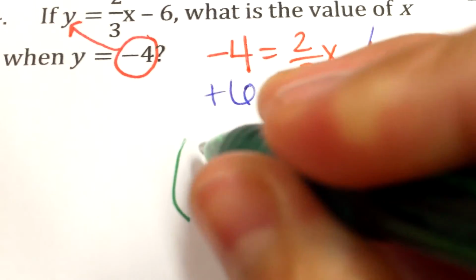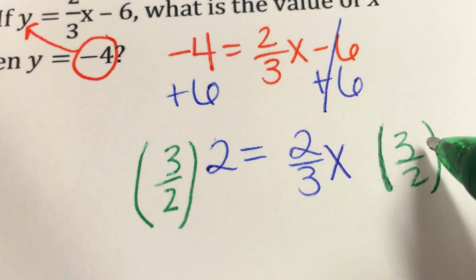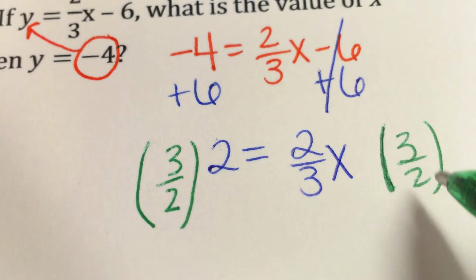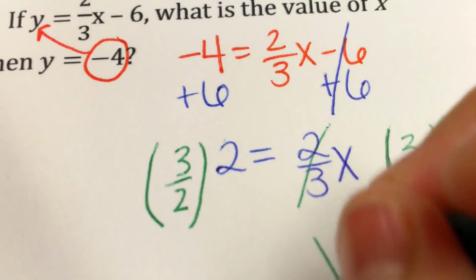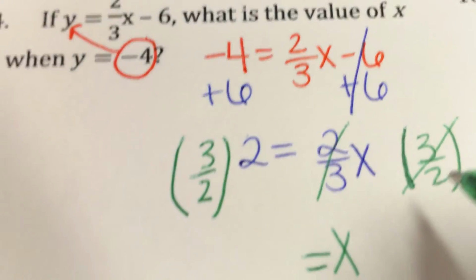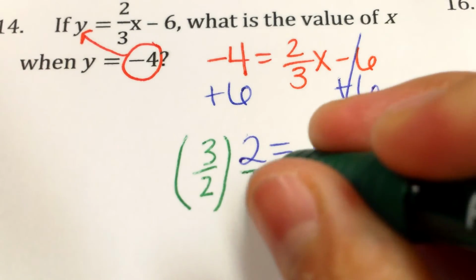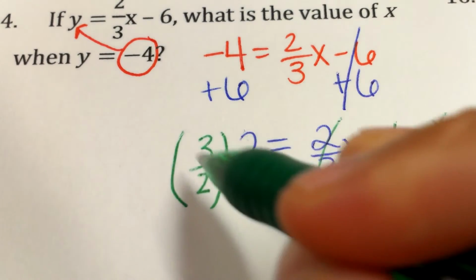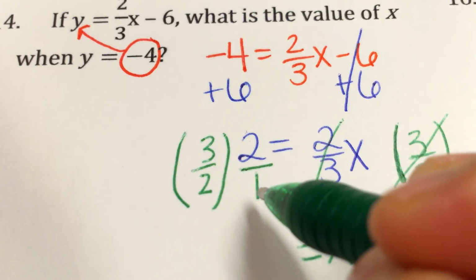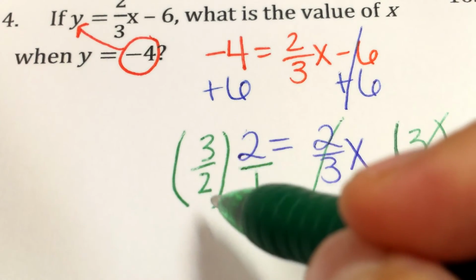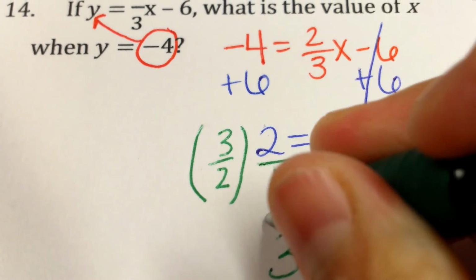Here we multiply also by the reciprocal. Here I have 2 times 3 is 6. 3 times 2 is 6. 6 divided by 6 is 1. So they ended up canceling. So now I have x equals. Here we're going to put 2 over 1. So it's 3 times 2 is 6. 2 times 1 is 2. 6 divided by 2 is 3. x equals 3.